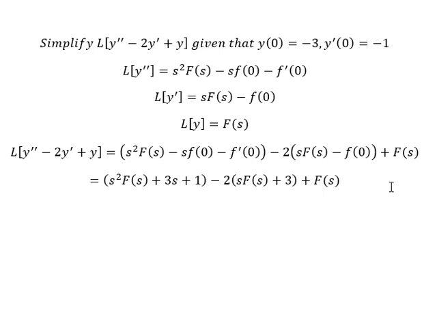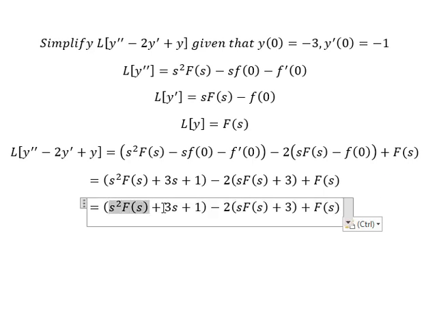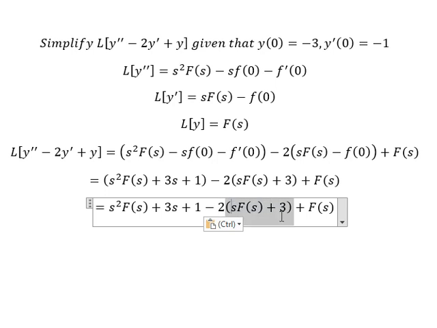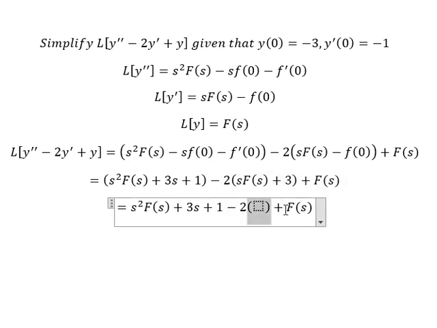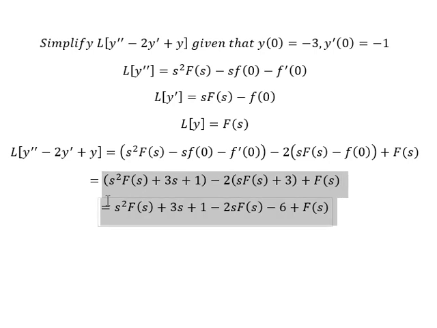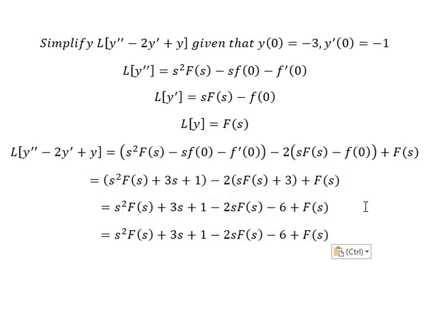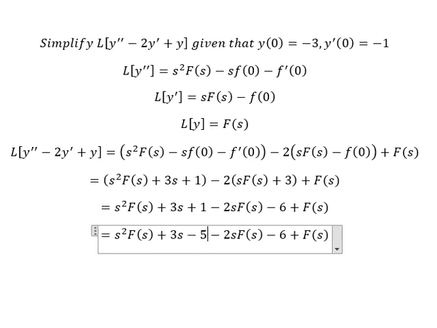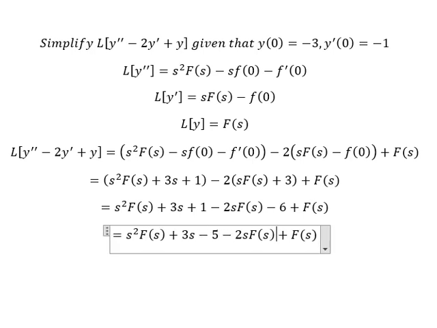Now we can simplify it. Negative 2 multiplied by this one. So we have 1 minus negative 6. We have negative 5. And this is the final answer. This is the end. Thank you for watching.